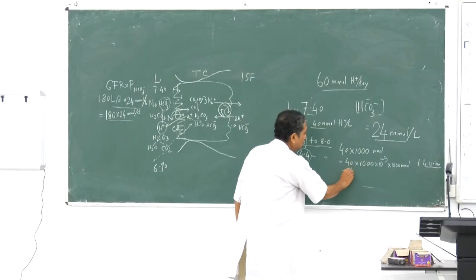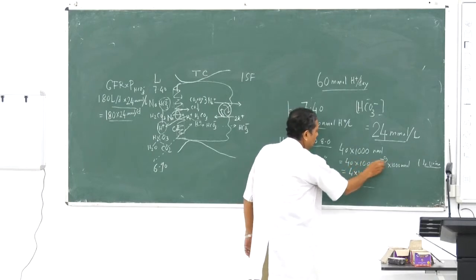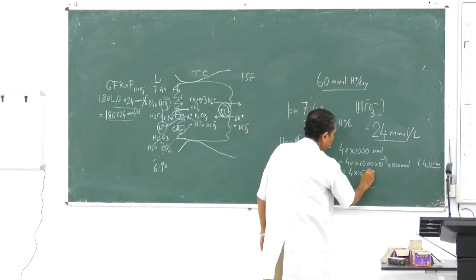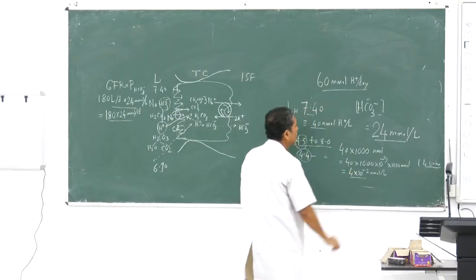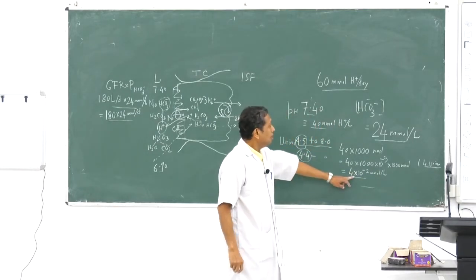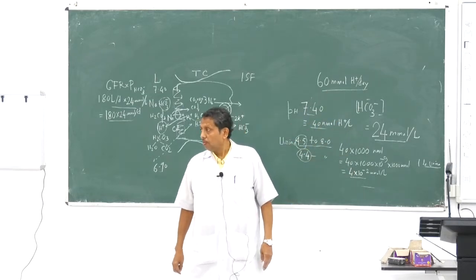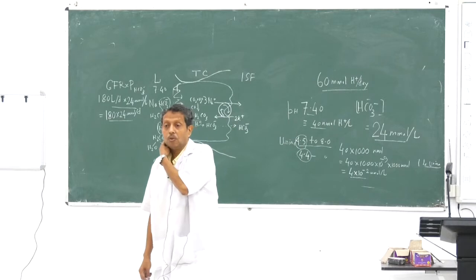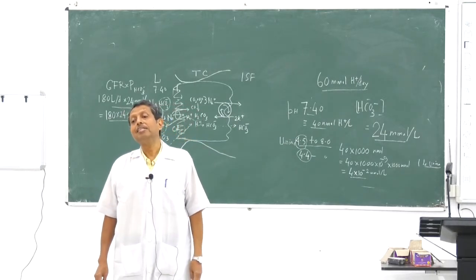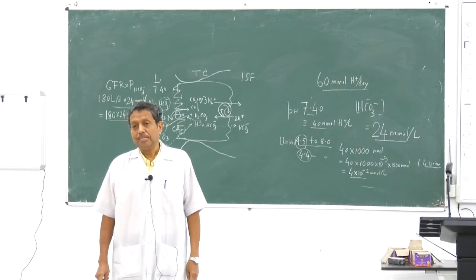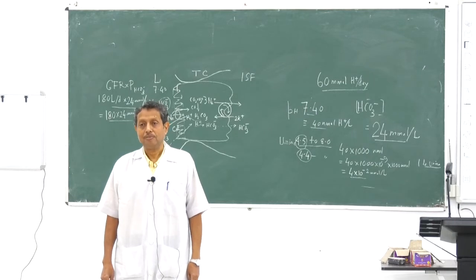So it becomes 4 into 1, 2, 3, 3, 7. It is grossly insufficient in comparison to this value per unit volume of 1 liter. So there is the need of the urinary buffers.